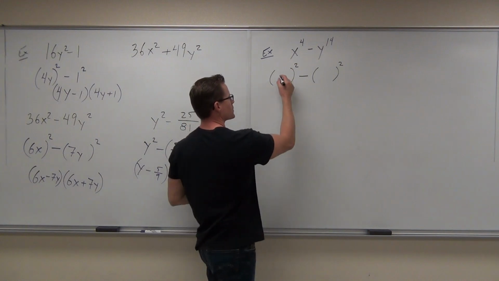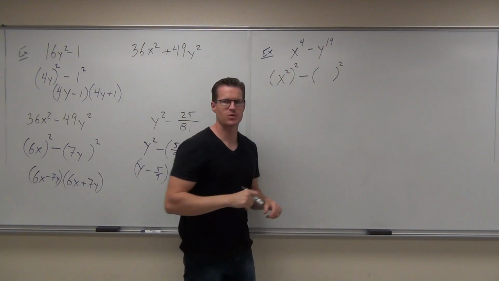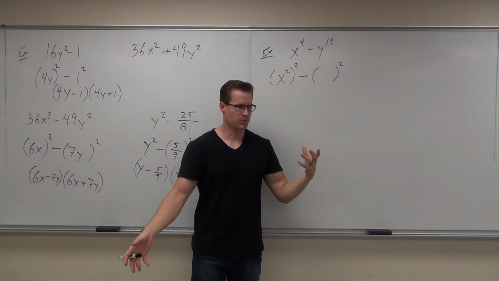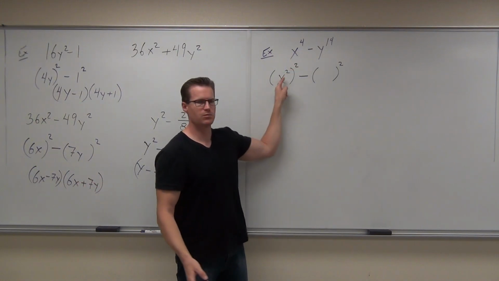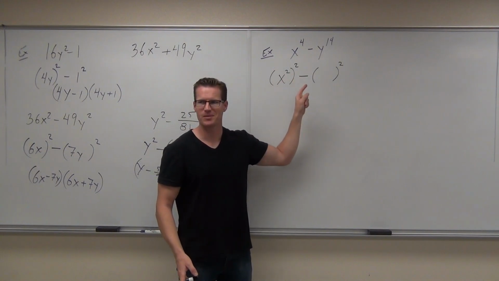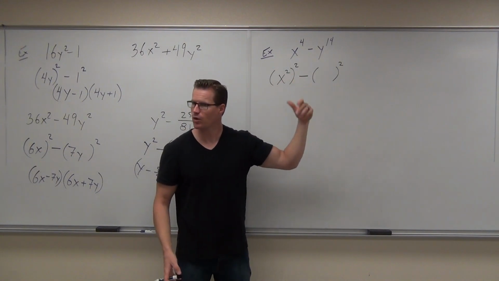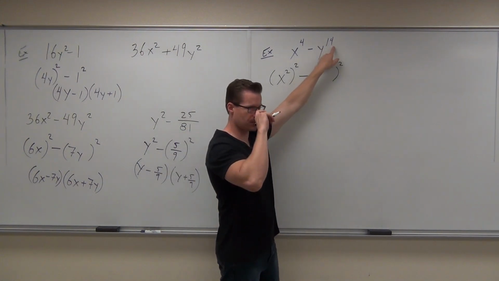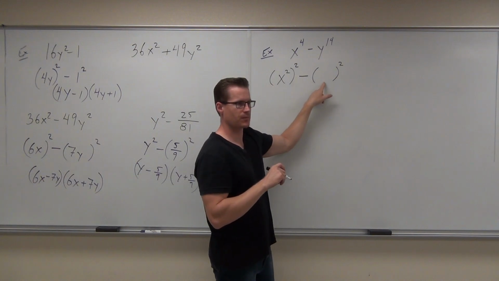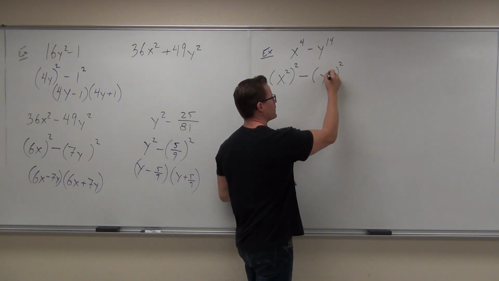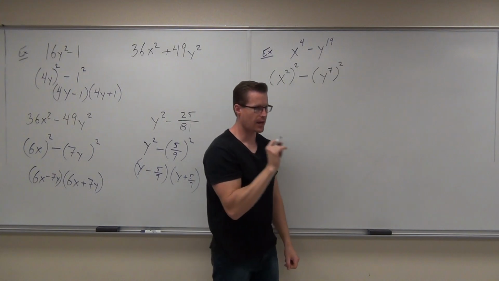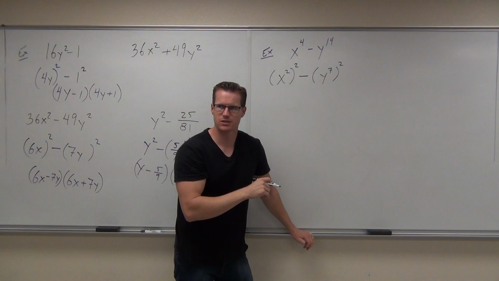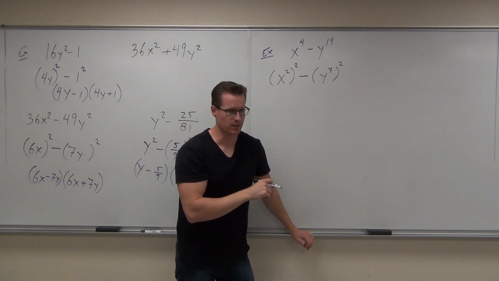X squared. Good, because we know an exponent raised to an exponent, we don't add. We multiply. These get multiplied. You need to know that about your exponents. Those get multiplied. Well, if that's the case, if that's y to the 14th, what needs to go there? Y to the 7th. That's right, y to the 7th. They get multiplied, not added. Okay, if you're confused on that, refresh your memory on some exponent rules. Go back home and you really look at that.